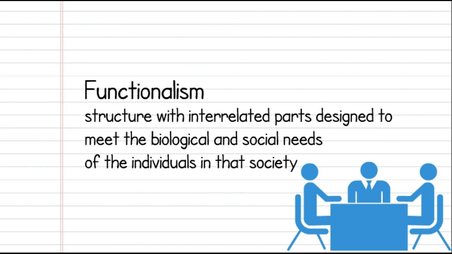Functionalism interprets society as a structure with interrelated parts designed to meet the biological and social needs of the individual in that society. The parts in this approach serve a function for society. The focus here is often on what keeps society stable and in working order, and social facts are often used to understand the different functions of groups, institutions, and structures.